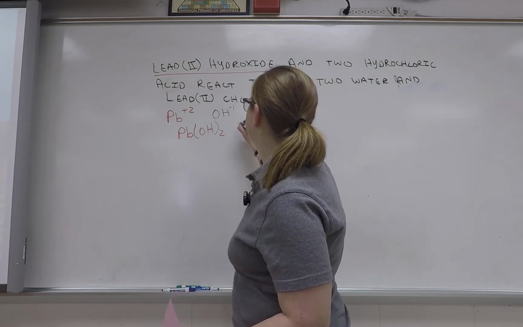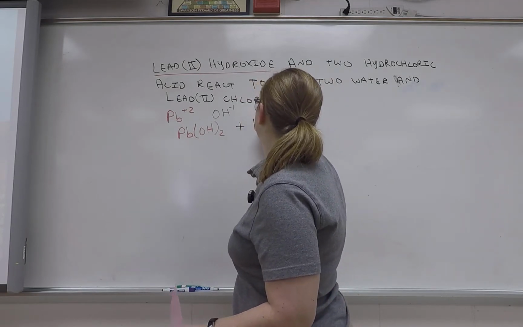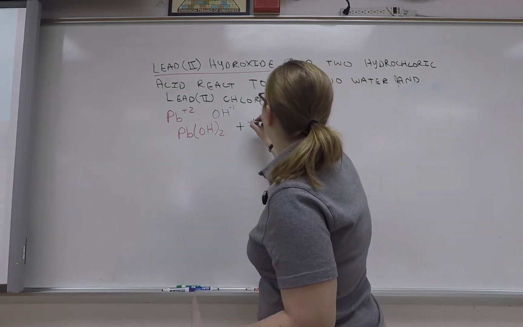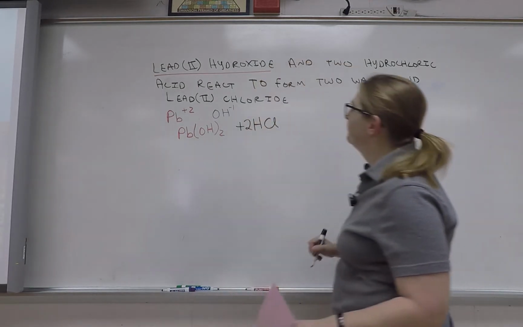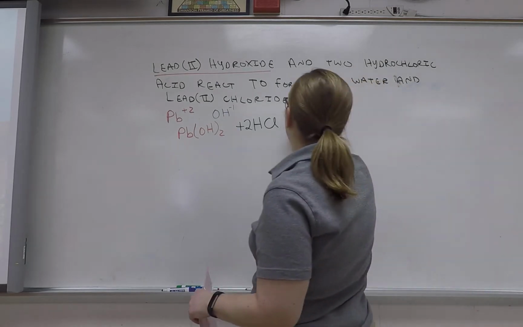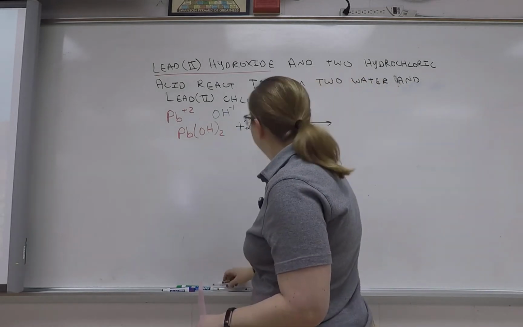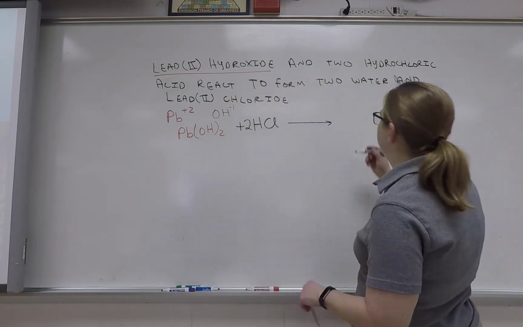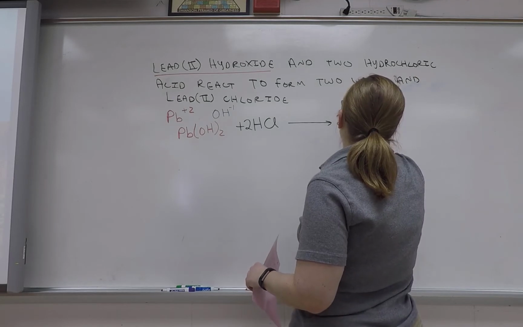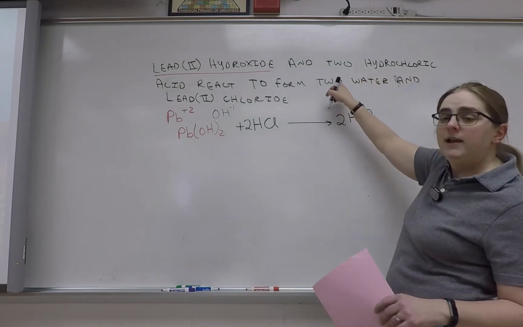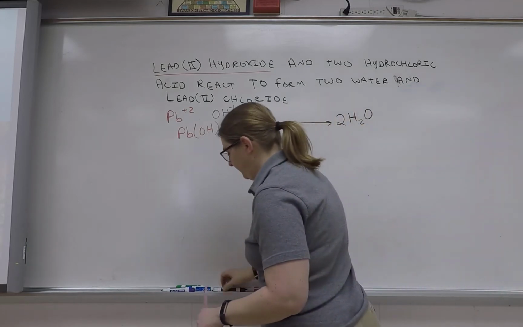Now, hydrochloric acid, that's not one you're going to need to know how to figure out. That'll be just HCl. And I need to put a 2 in front of it because of this 2 right here. All right, so now the water comes next. Water is just H2O. And again, I'm told there's 2 of those.